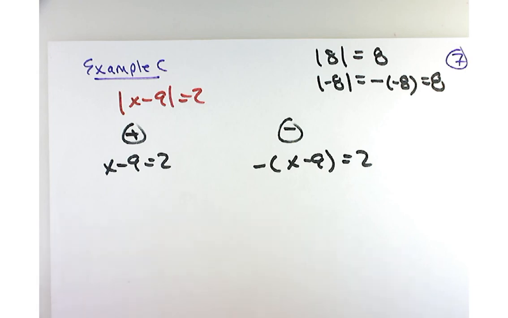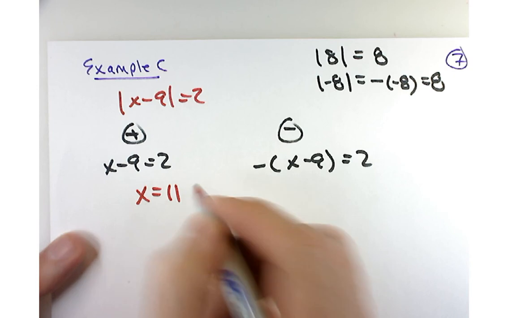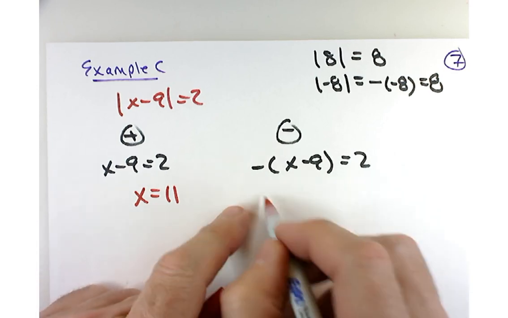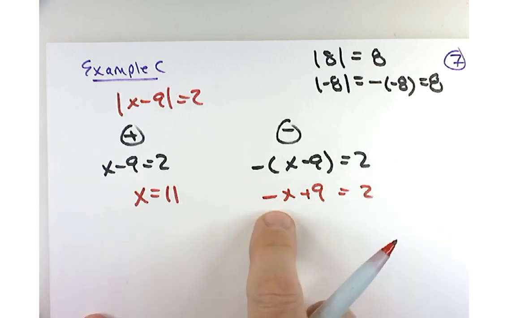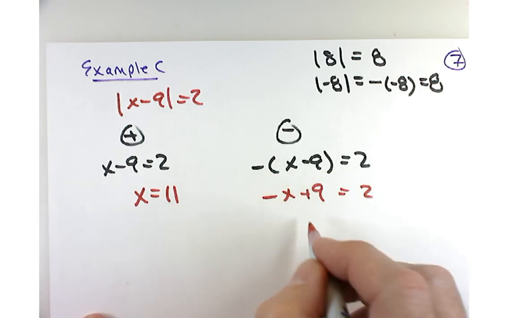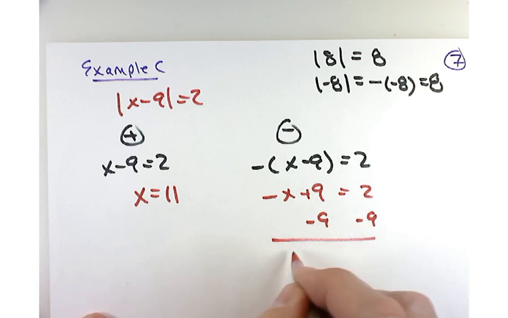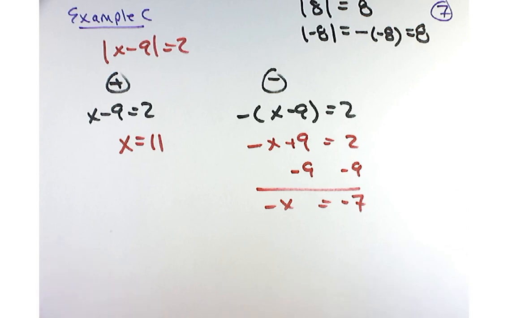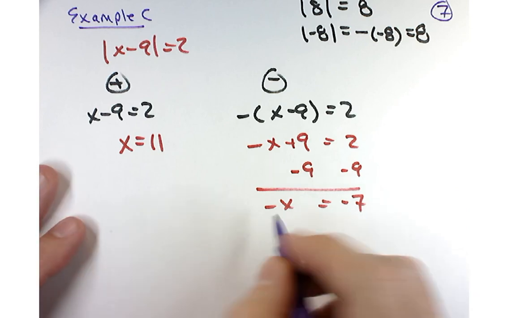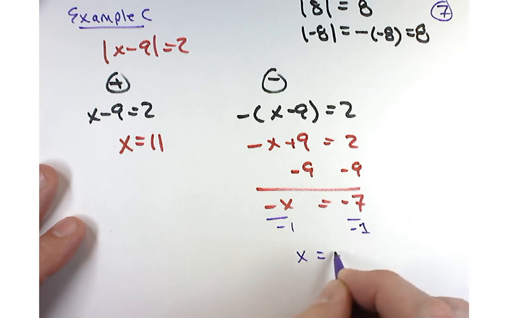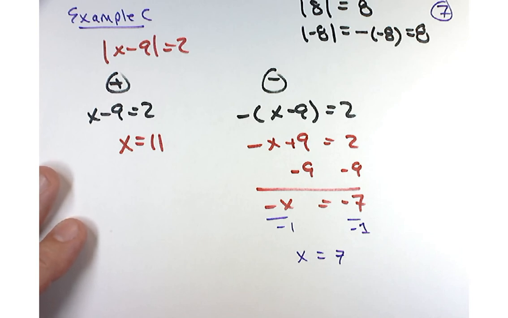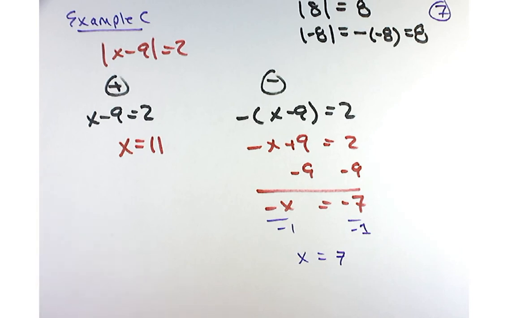Solving this is pretty straightforward. We'll add 9 to both sides here. Over here, I've got a little bit more work to do. I'll distribute the negative, then subtract 9. And then divide both sides by negative 1. And I get x equals 7. Okay, so I get two solutions.